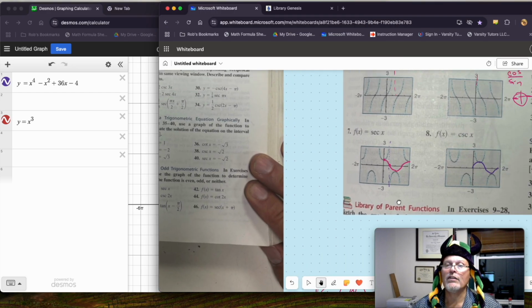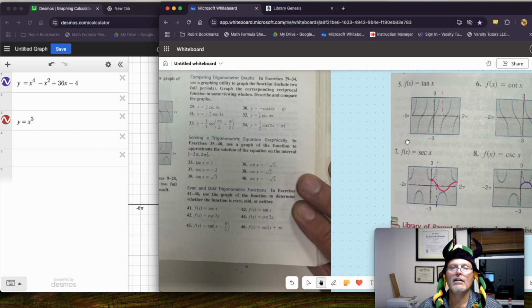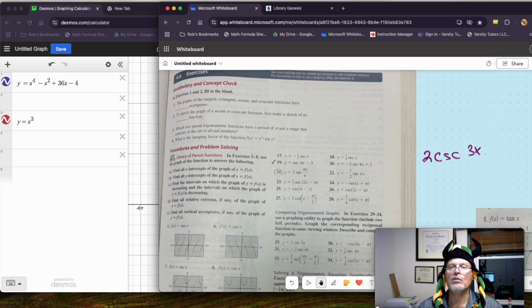And so if I look at the different functions, tangent is going to be an odd function, right? Because they go in different directions. Cotangent, also an odd function, whereas secant and cosecant are even functions because the asymptotes head in the same direction. All right, I think that covers most of your homework.